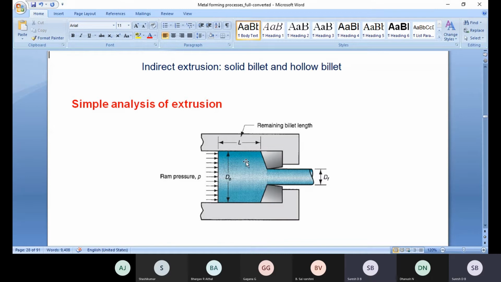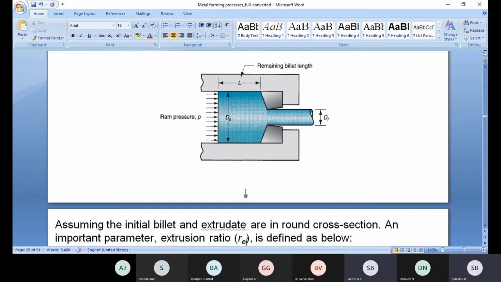Here, which one is the original and which one is the final cross-sectional area of the specimen or extruded component? See here, the inside diameter of the container is called the original cross-sectional area of the work billet or workpiece material. Without application of force or load, the material is not compressed. Once you apply the force or load, the material is compressed and plastically deformed, and that is converted to a smaller diameter. This one is the final diameter and this one is the original diameter of the specimen.